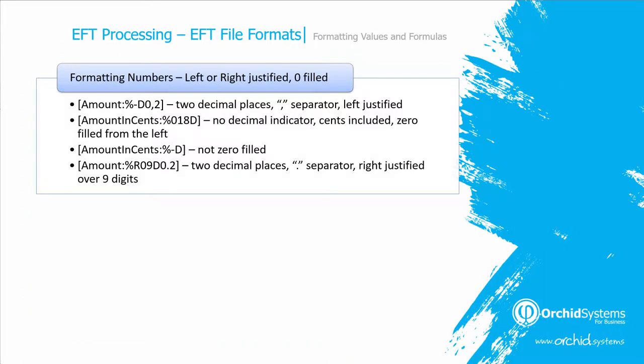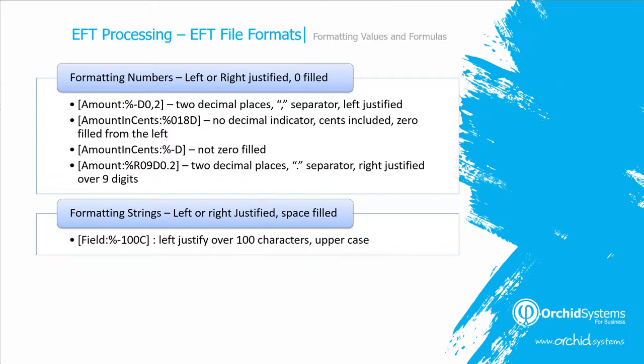Numeric fields can be formatted left or right justified. They can be formatted to include decimal places with a comma separator or a full stop as the separator. You can also include the amount in cents if they do not want a separator between the decimal point. And you can right or left justify the amount field over the number of characters that you want and either blank fill or zero fill the number of spaces. And for strings, you can left or right justify them, space fill them, to the left or to the right. And you can convert them into uppercase if needed.